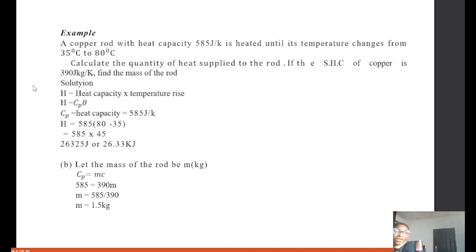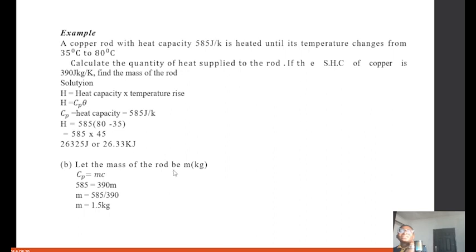So we know that the quantity of heat is the heat capacity multiplied by the change in temperature. We've already established that the quantity of heat is the heat capacity multiplied by the temperature rise, and we have that our heat capacity is what? 585 joules per Kelvin. Then the change in temperature is what? 80 minus 35, which is going to give us 45, and when you multiply it, you are going to get this. Changing this to kilojoules, we are going to have to divide it by 1000, and we have 26.33 kilojoules. So that's the quantity of heat. The quantity of heat is heat capacity multiplied by the temperature rise.